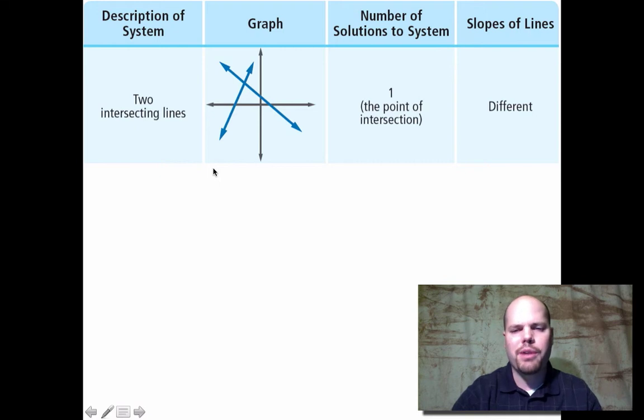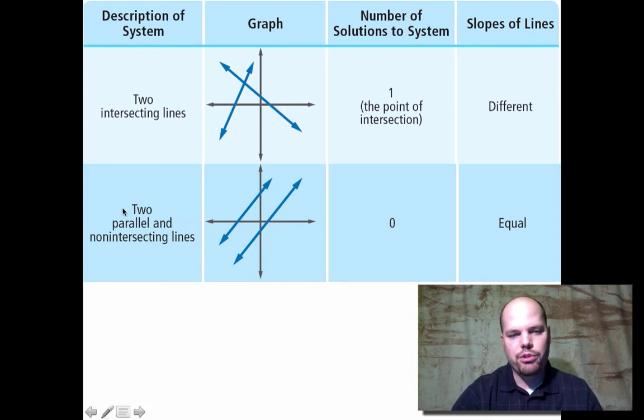All right, so kind of wrap this up. What we solved quite a bit before this section is two intersecting lines. There's going to be one solution because they intersect in one spot, and the slopes are going to be different. Now, they don't have to be positive and negative. They could both be positive, but if they're different slopes, they will intersect at one spot.